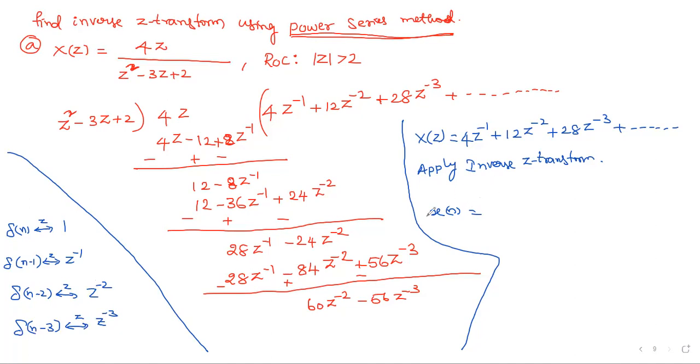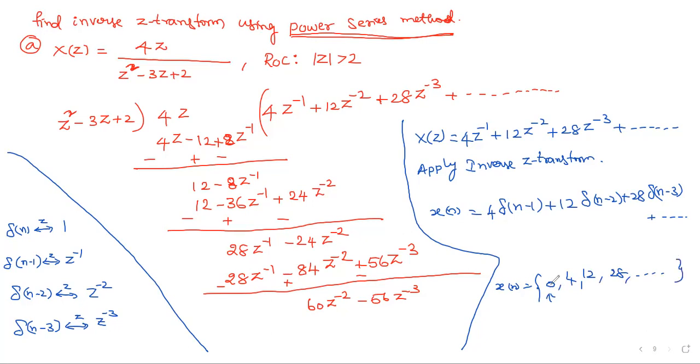X of n is equal to 4 into z inverse, that is 4 into del of n minus 1, plus 12 into z power minus 2, which is del of n minus 2, plus 28 into del of n minus 3, and so on. Now we can write x of n equals, is there any z term? No, 0, 4, 12, 28, and so on.